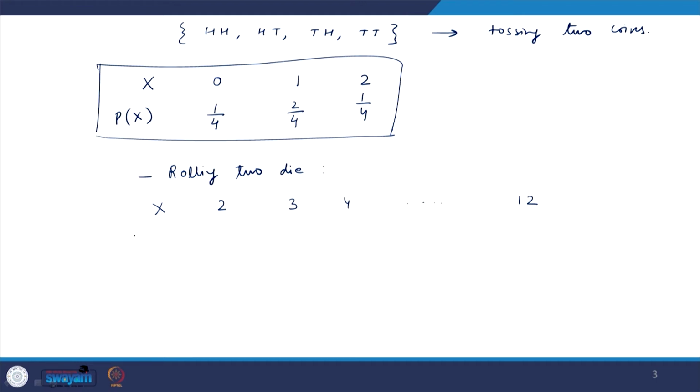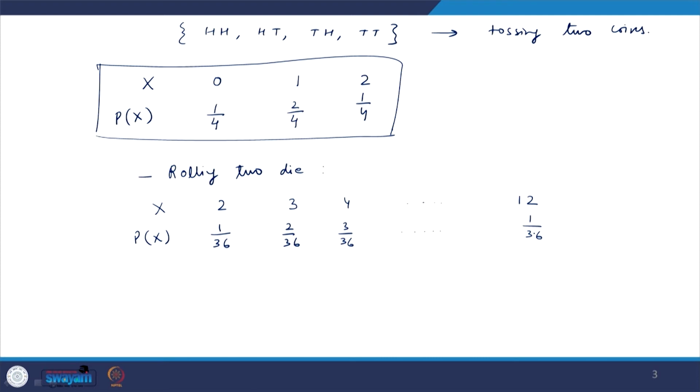Okay. Now if you want to compute P of X, so for 2 it is only one case, 1, 1. When both the dice turn up to be 1 and total cases are 36, 6 on one die, 6 on other die, 6 into 6 is 36. So probability will be 1 upon 36. Now for 3 it is 1, 2 or 2, 1, so that means 2 upon 36, similarly 3 upon 36. Okay. And the last case, for 12 it will be 1 upon 36. So it will first increase and then decrease.